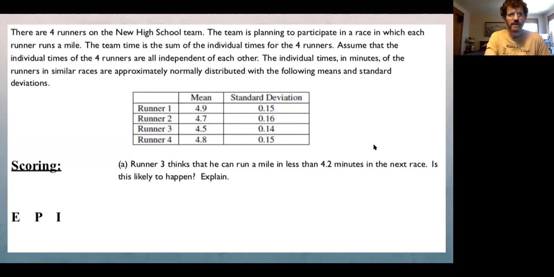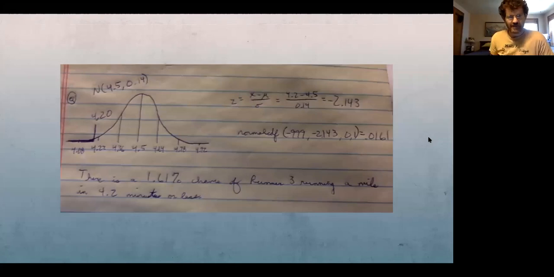Explain. Now, this was basically my answer that I wrote down for you guys. And you can see the normal model, the area underneath the curve that I showed. Here's the z-score calculation, the normal CDF, which gave me the actual probability. And I said there is a 1.61% chance of runner 3 running a mile in 4.2 minutes or less.